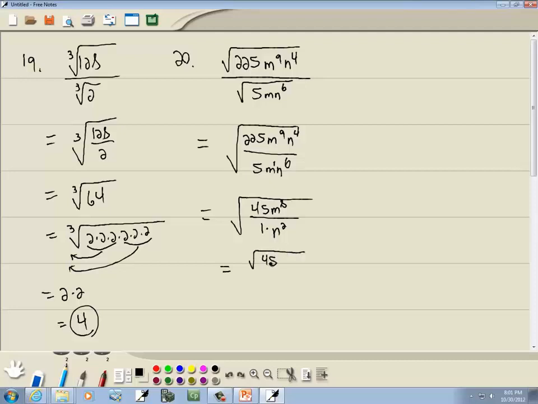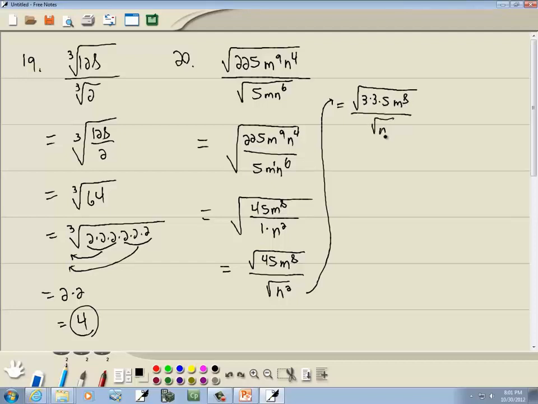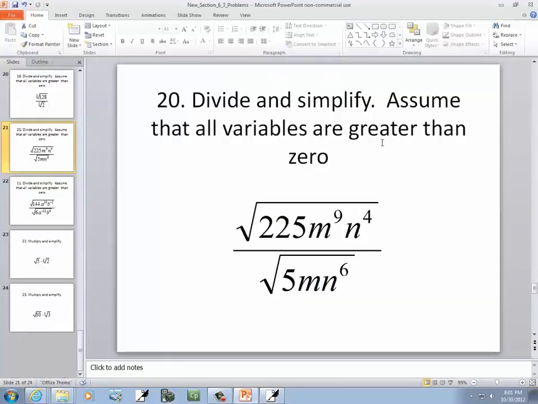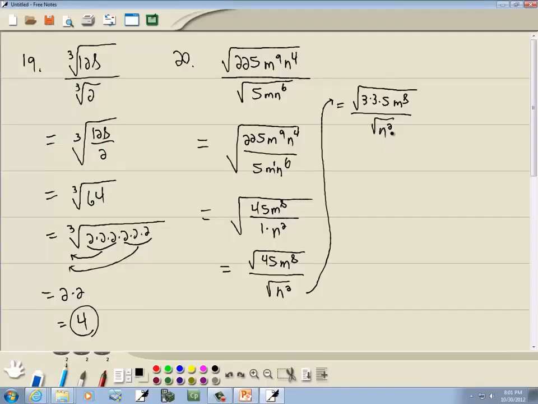So we're going to put the square root on top, and we'll put a square root on the bottom. Well, top part, I'm going to write that number, the prime factorization of that number. That's 3 times 3 times 5, m to the 8th, over square root of n squared. Now our directions say assume that all variables are greater than 0, so we still don't need to worry about absolute value bars. So let's look at the m's.